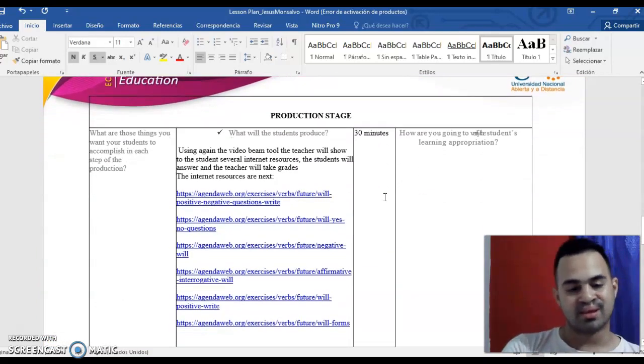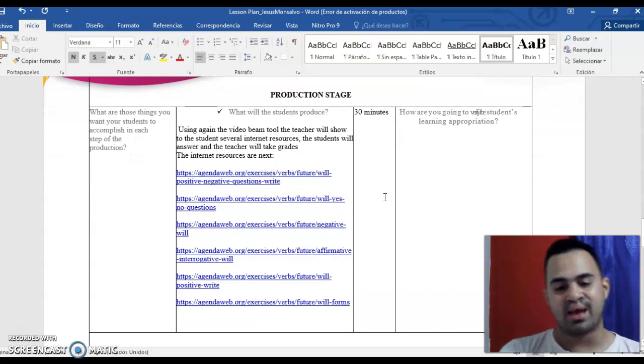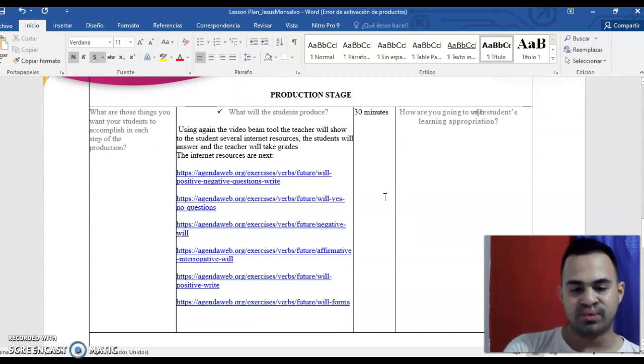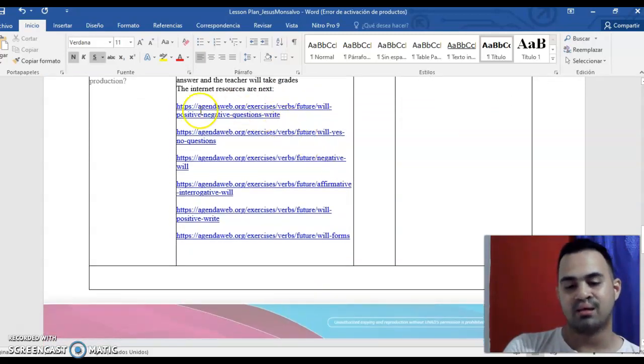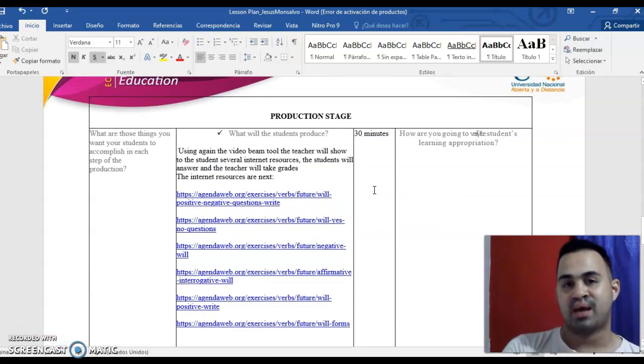And the production stage: using again the video beam tool, the teacher will show the students several internet resources. The students will answer, and the teacher will take grades. The internet resources are the next. Those pages of the internet that I'm going to show you later. The time for this stage is 30 minutes.